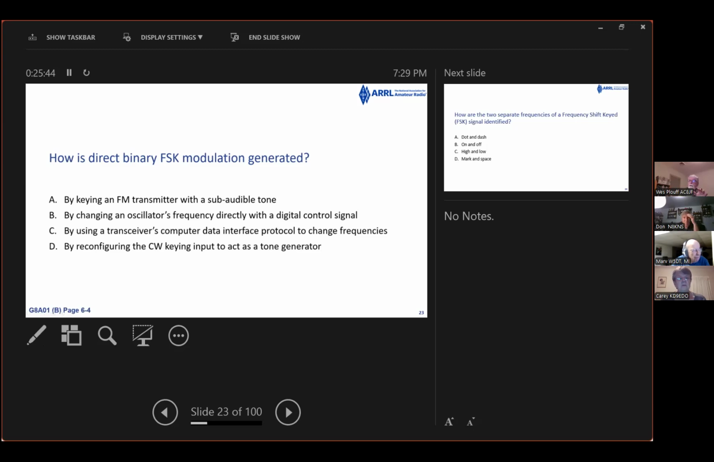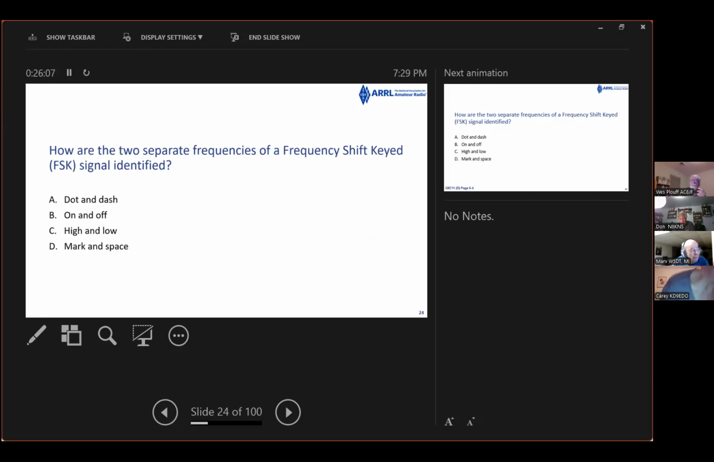Now, mind you, that's less common these days because most people use their computer sound card to generate one of two tones that are then transmitted as single sideband, which gives you frequency shift keying, because the rest of the voice bandwidth isn't used.